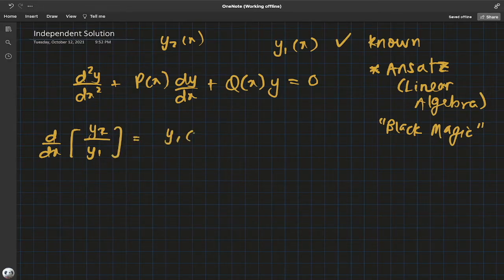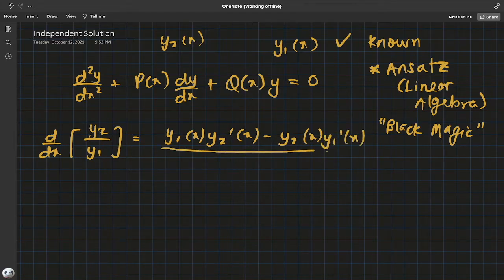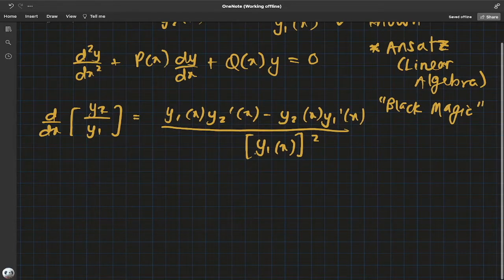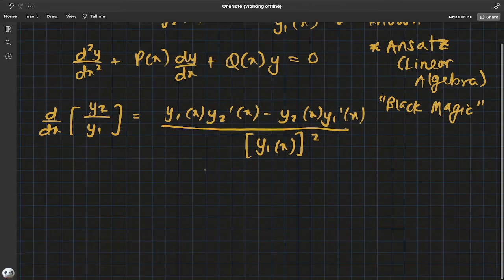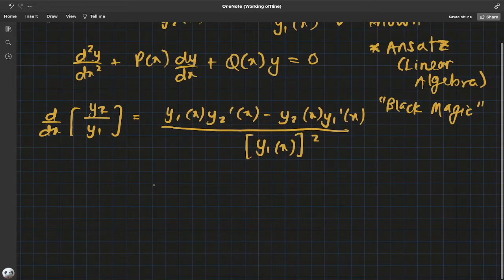So you have y1 of x times y2 prime of x minus y2 of x times y1 prime of x, divided by y1 of x, the whole thing squared. This is just the quotient rule from simple differential calculus. Now notice the top is simply the Wronskian over y1 of x, the whole thing squared.